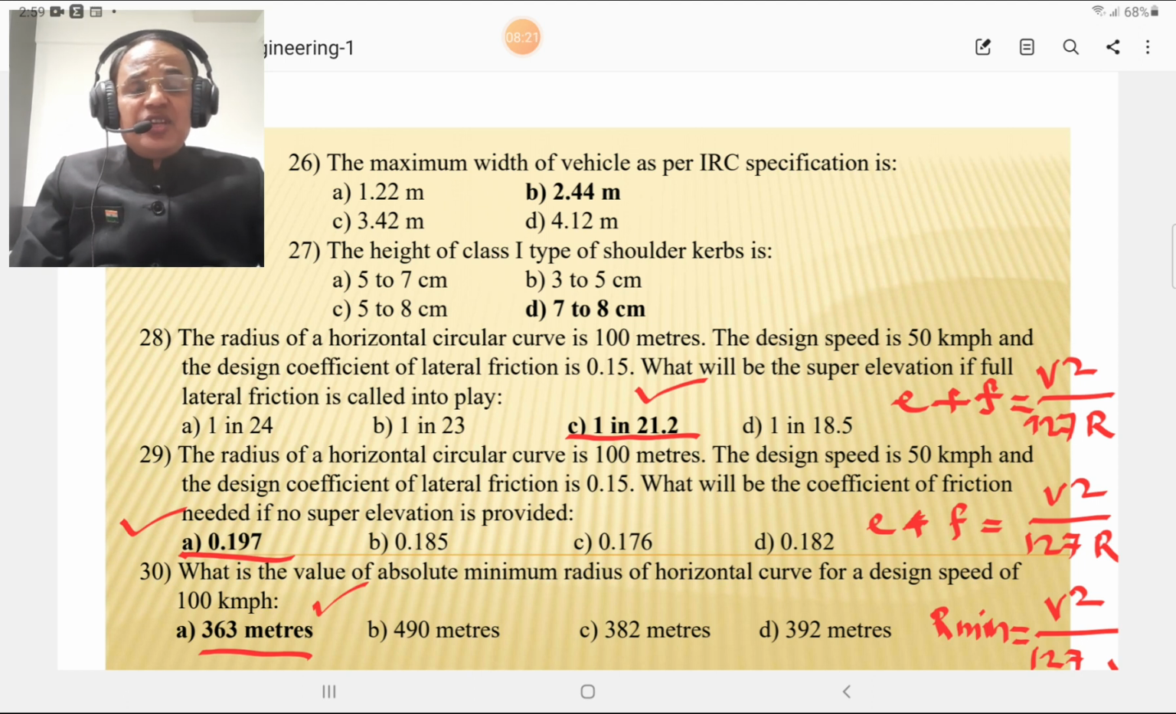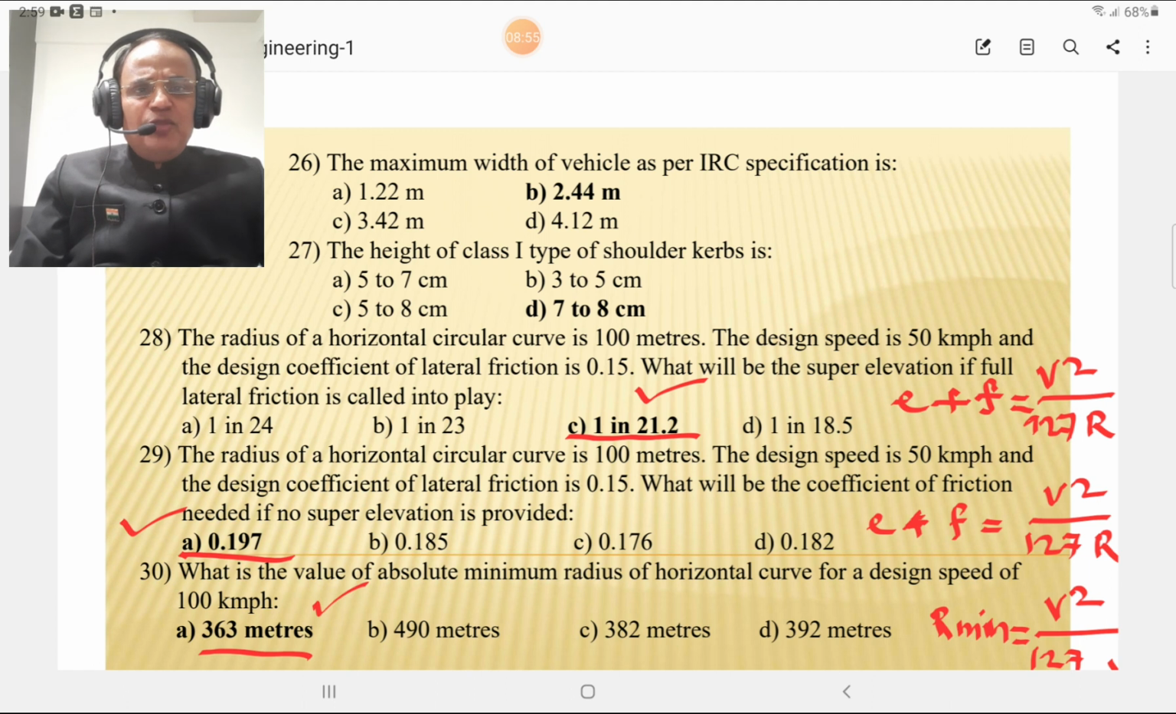But if half is taken into play or some part, we have to take it as 0.15 divided by 2 for 50% or like that. So in this formula, put the value of R as 100, put the value of V as 50 square divided by 127 multiplied by 100 and put the value of F as 0.15. You will get the value of E, get it inverted. So you can get the value of 1 in 21.2. So that is the most appropriate answer.